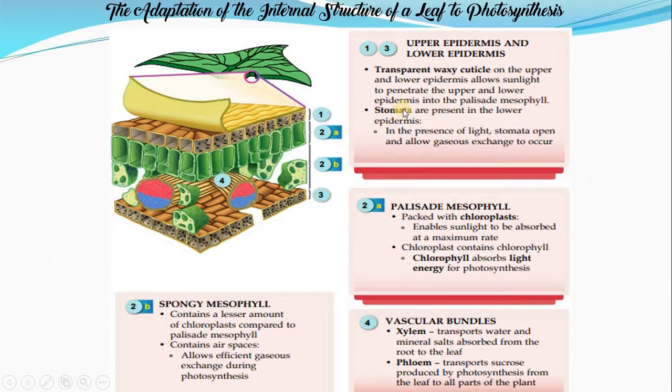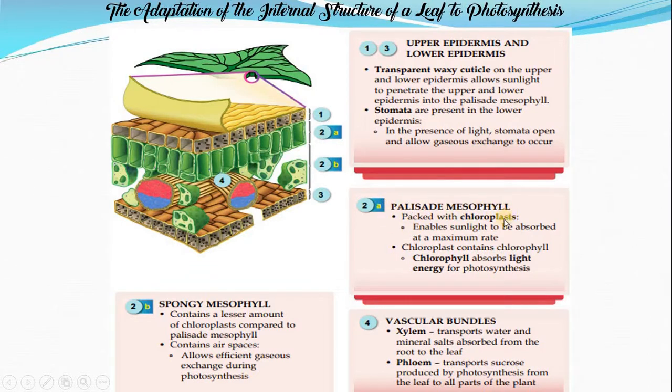Number 2, stomata present in the lower epidermis. In the presence of light, stomata open and allow gases exchange to occur. Okay, that is the adaptation on the lower and upper epidermis.